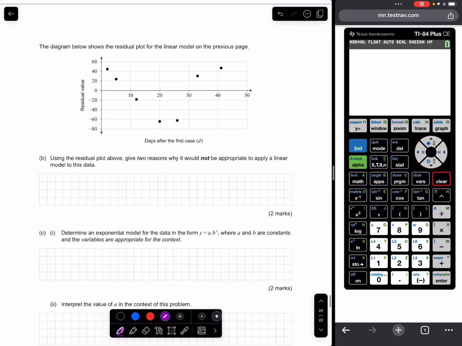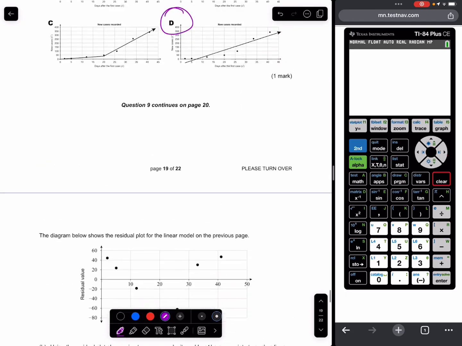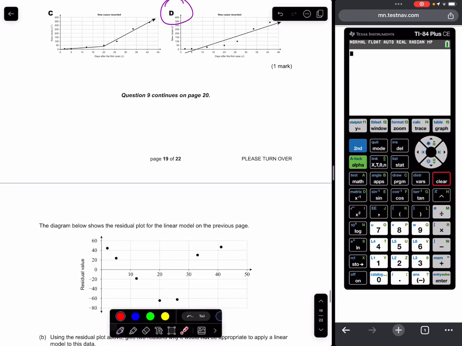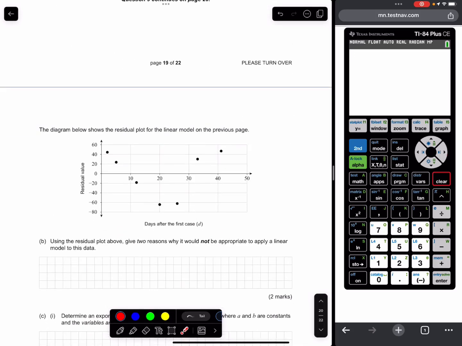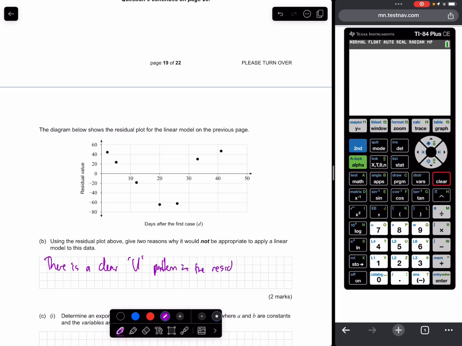Page 19 done. The diagram below shows a residual plot for the linear model on the previous page. It looks pretty good. Above, above, above, above, below, below, well below, well below, slightly above again, and more above. Using the residual plot, give 2 reasons why it would not be appropriate to apply a linear model to the data. There is a clear U pattern in the residuals. Therefore, linear model is not appropriate.